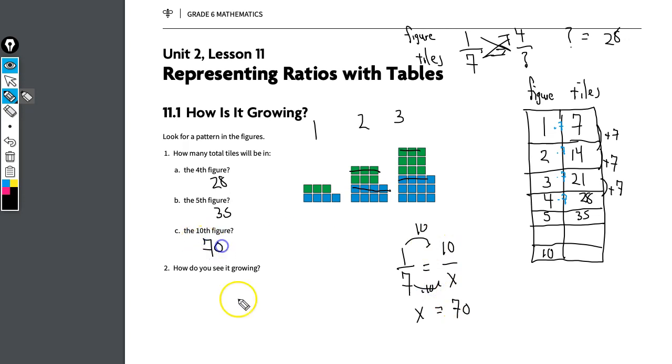So that's it. And how do you see it growing? Well, each time it goes up, I'd add 7. So I may put that it adds 7 here. Or I'll say that the ratio is 1 to 7, or 1:7, or 1/7.